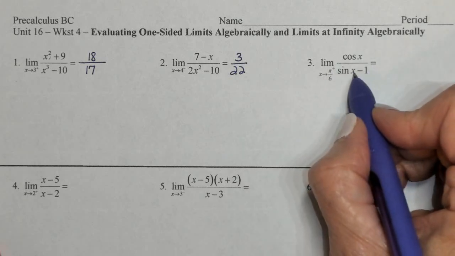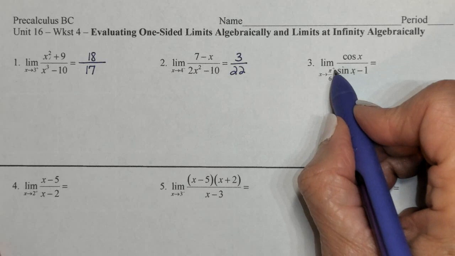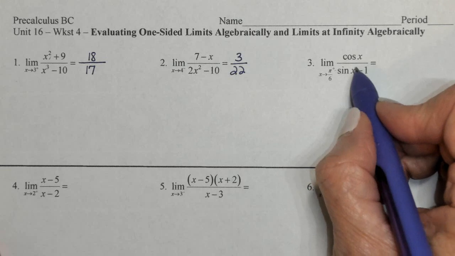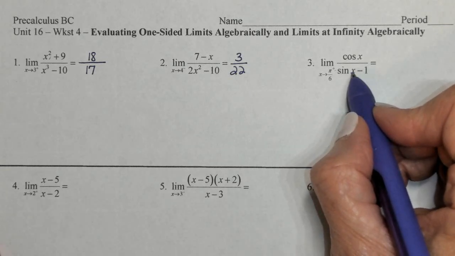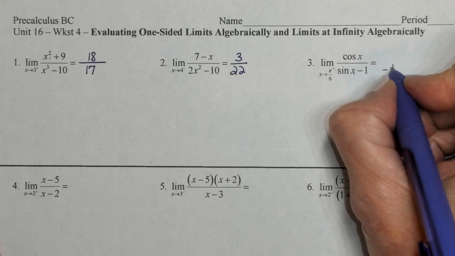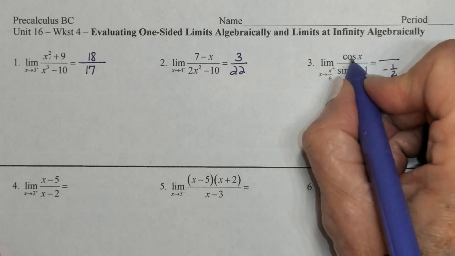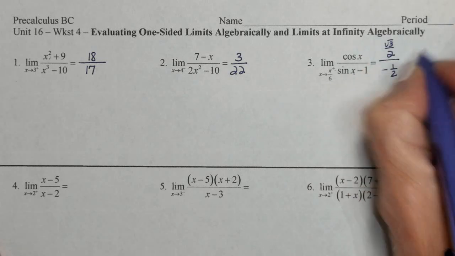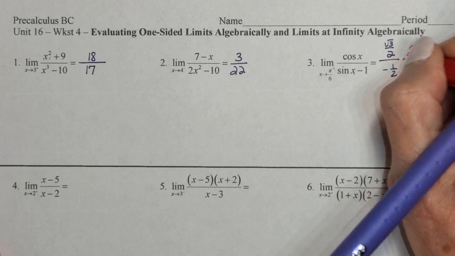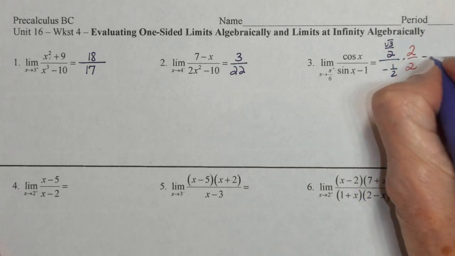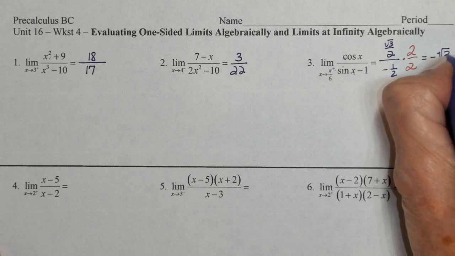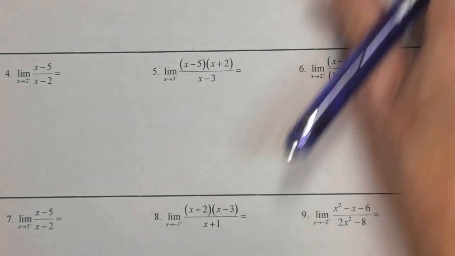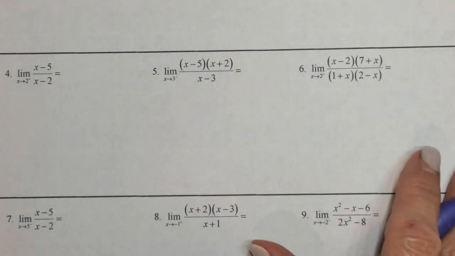Pi over 6 in for x. I don't care if it's one-sided, I'm still just plugging it in first. Sine of pi over 6 is a half. A half minus 1 is negative 1/2. Cosine of pi over 6 is square root 3 over 2. Multiply top and bottom by 2, and we're going to get a square root of 3 over negative 1. That is negative square root of 3. So always first just plug in, see what you get.